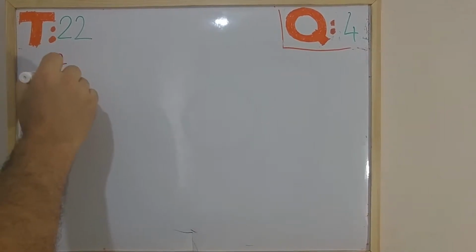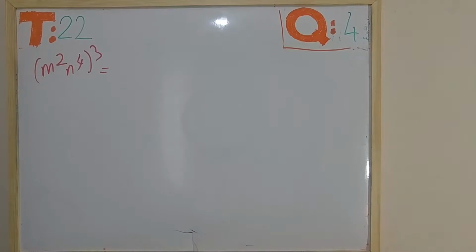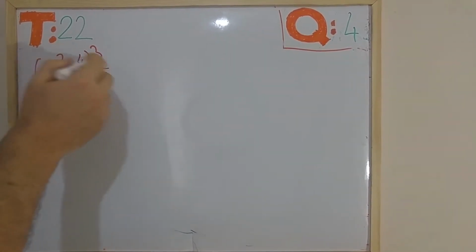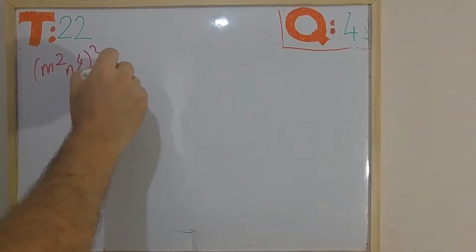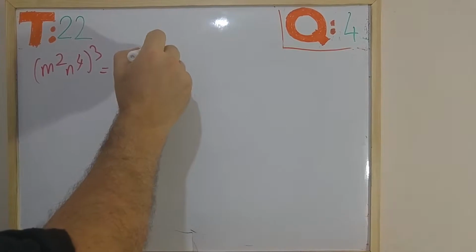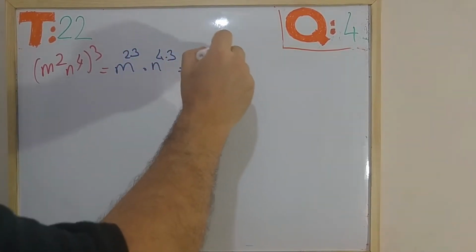m squared n to the 4 cube is equal to, let's expand the parentheses. This is actually equal to, we have to multiply the powers, do not forget please. So this is equal to m to the 2 times 3 times n to the 4 times 3, which is equal to m to the 6 times n to the 12.